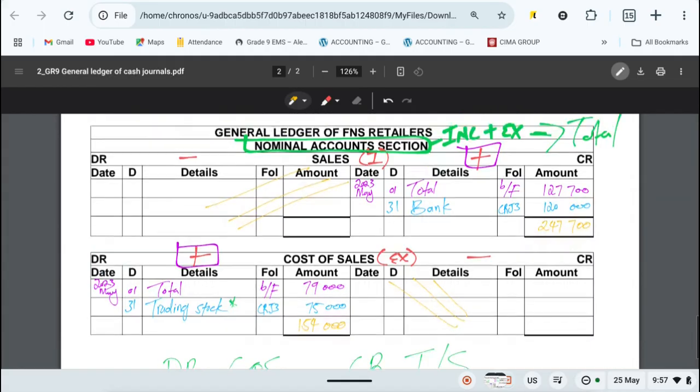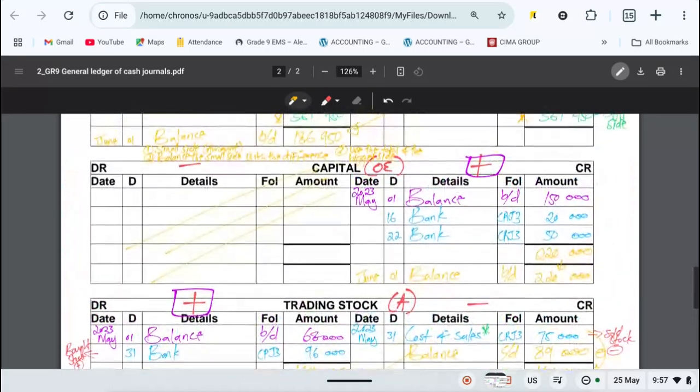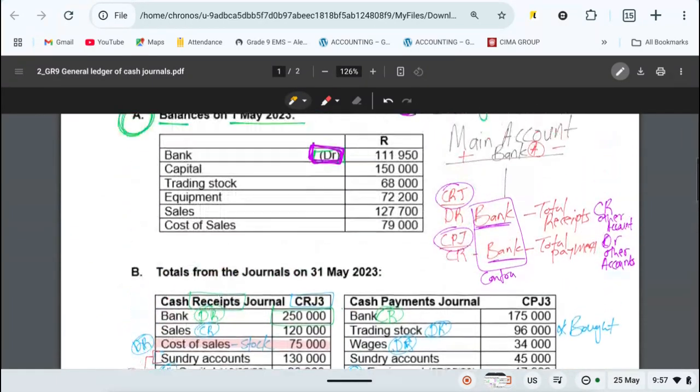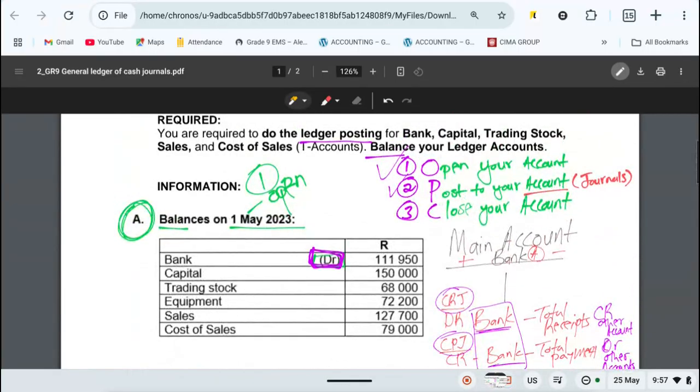So that is closing. So this is how you complete your accounts. So you've learned the difference between balance sheet accounts and nominal accounts, how you open them, how you post to them, and how you close them. I hope you learned something.